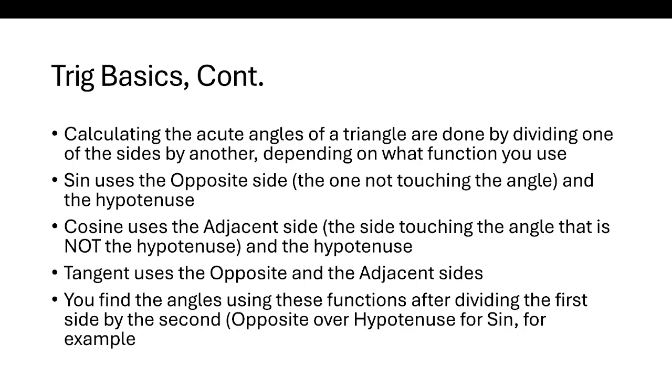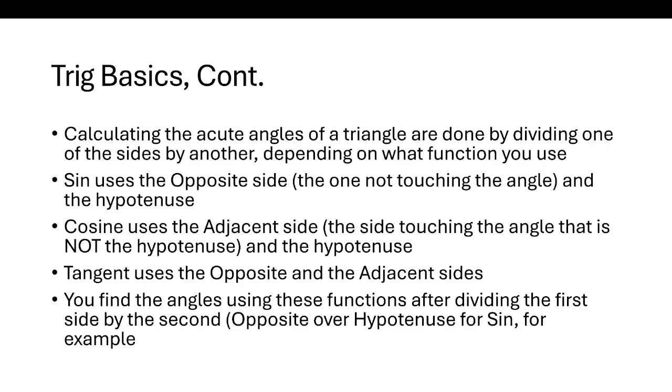Calculating the acute angles of the triangle is done by dividing one of the sides by the other, depending on which function you use. So sine uses the opposite and the hypotenuse. Remember, the opposite is the one that's not touching the angle, or as Angelia says, if you would draw a straight line out of the angle, the other line would be quote unquote bisected by it, which essentially means cut in half, is an easy way to think about it.